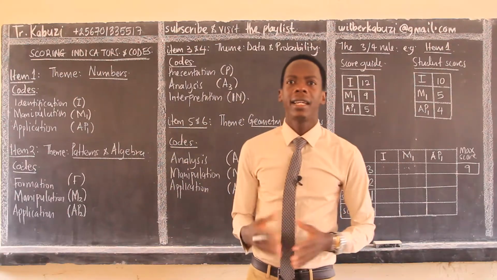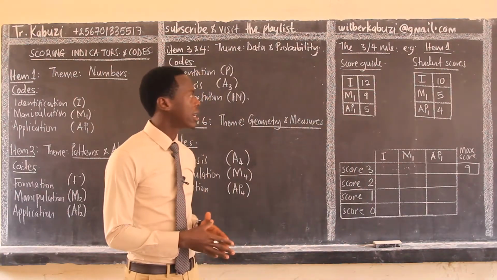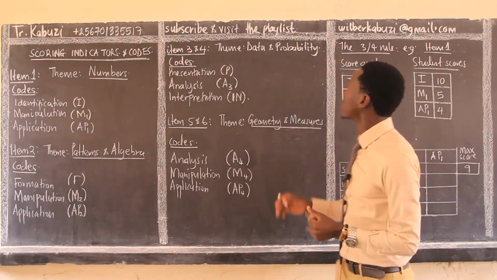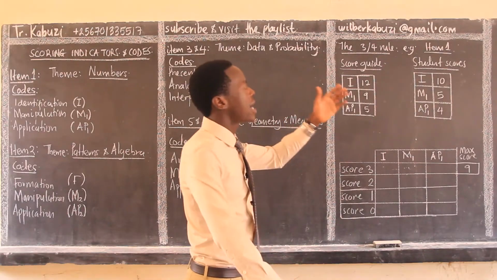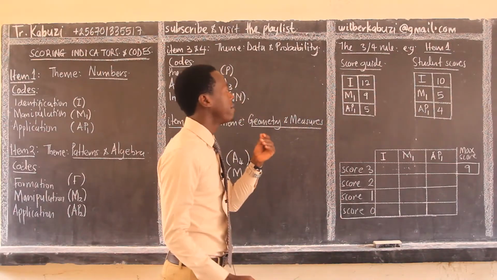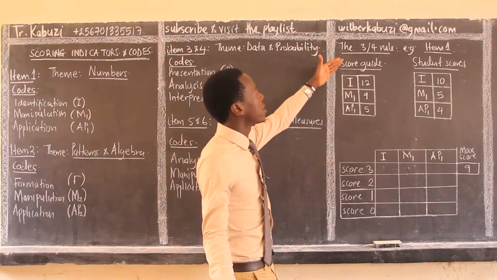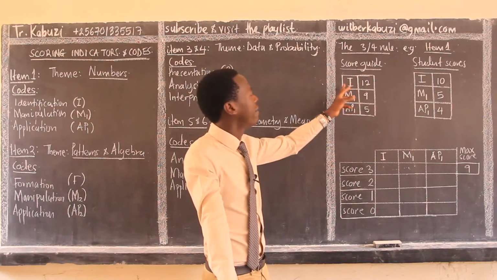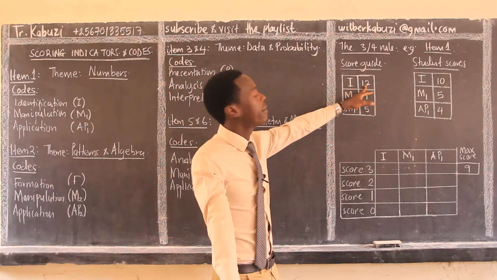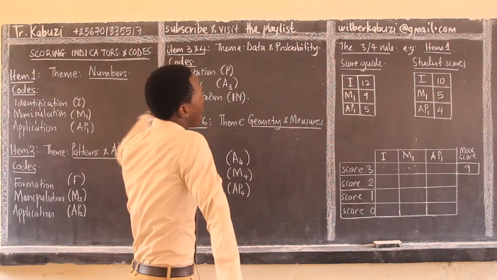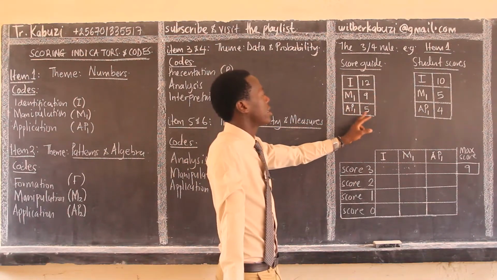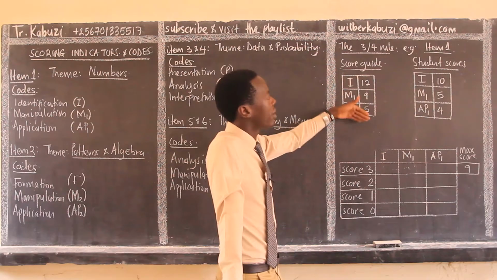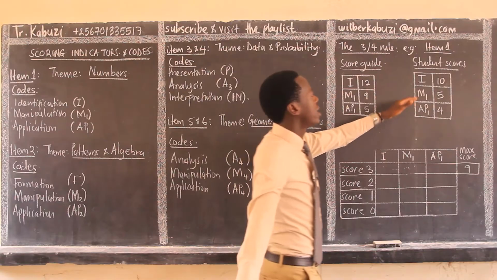Then in that workshop I started about the 3/4 rule. Here I'm just going to use a random example. The 3/4 rule is like this. Assuming that we are in item 1 and we have done our grid, this is the score grid that the teacher has done. He has identified that there are 12 identification scores, then for manipulation there are 9, then for application maybe there are 5. Assuming this is what you have on the grid, after marking, your student is scoring this.